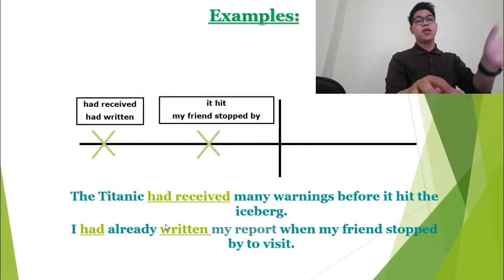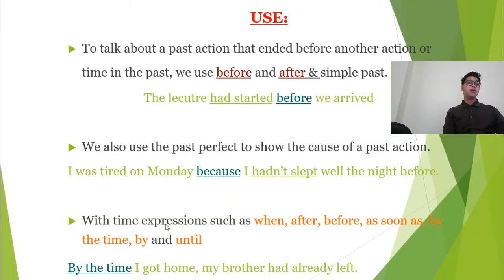Okay, maybe we have another example. The use of the past perfect tense is to talk about a past action that ended before another action or time in the past.